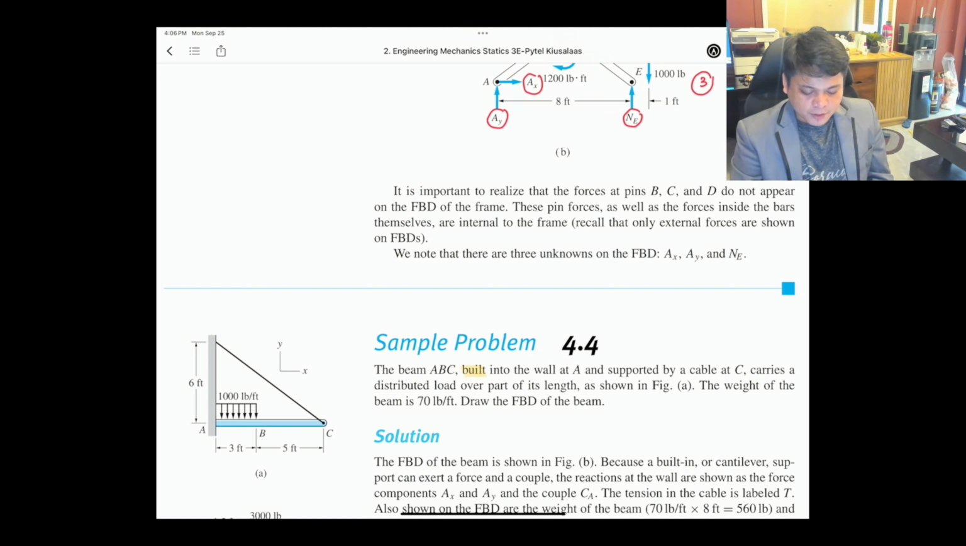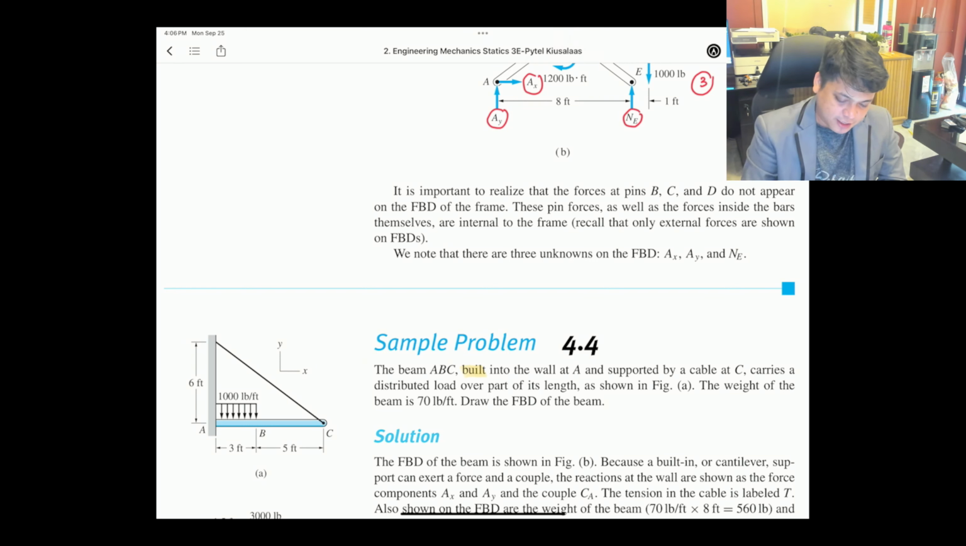And is supported by the cable at point C. Okay? So at C, this is your point C, it has a cable. And it carries a distributed load over part of its length, uniformly.